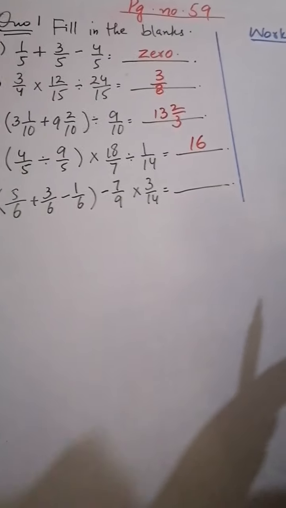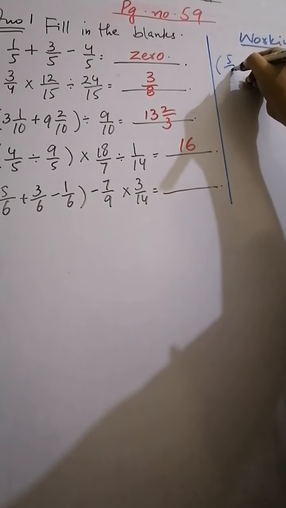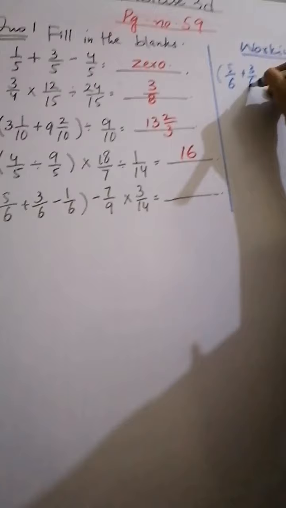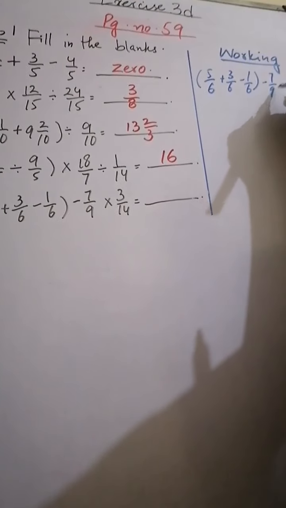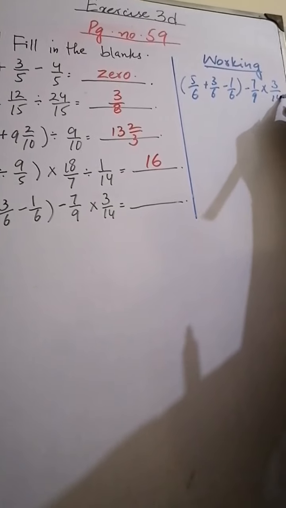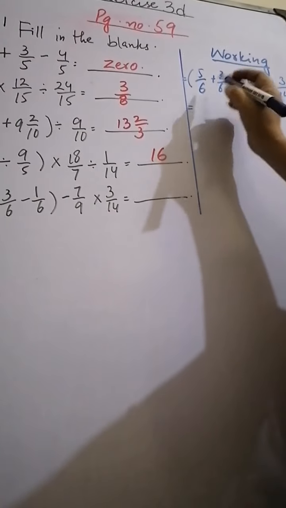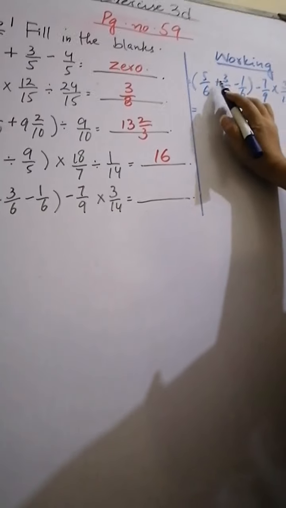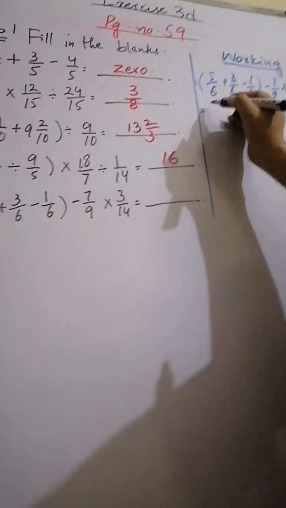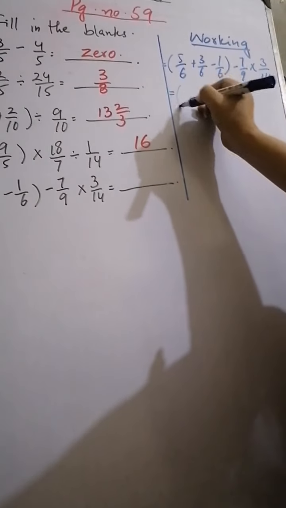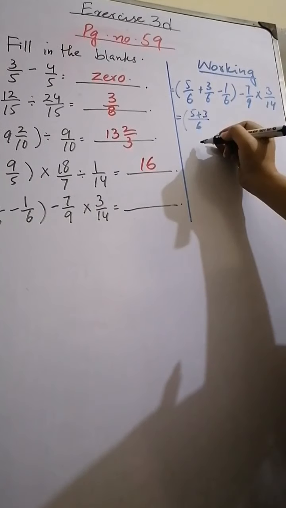Okay, now we are starting part E, where the bracket is here. So 5 by 6 plus 3 by 6 minus 1 by 6 minus 7 by 9 multiply 3 by 14, right? The brackets and the plus and minus signs are both available here, so you have to solve the first addition like this.